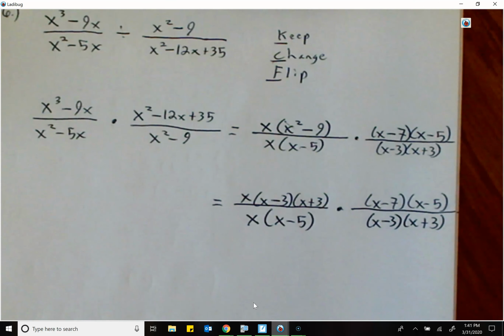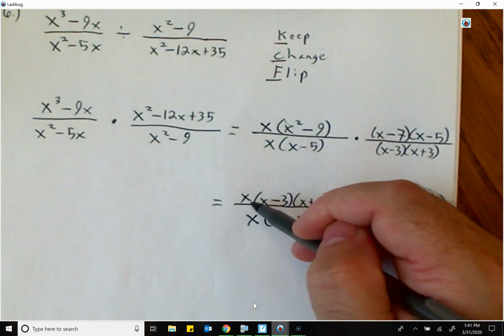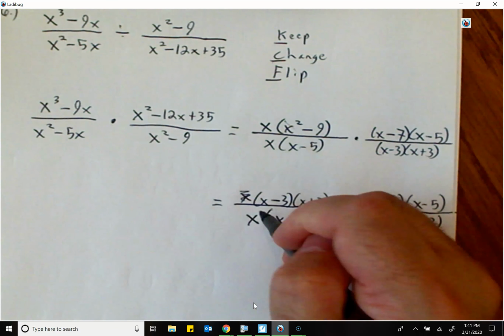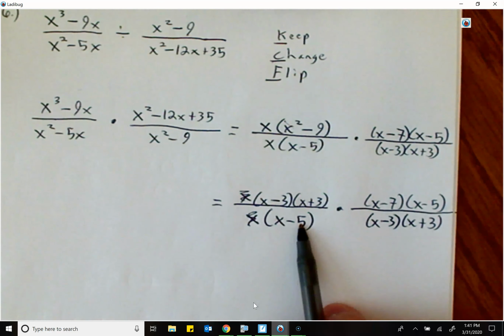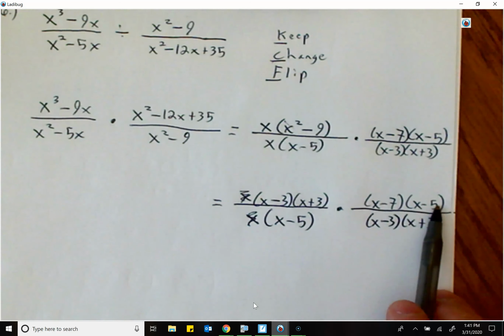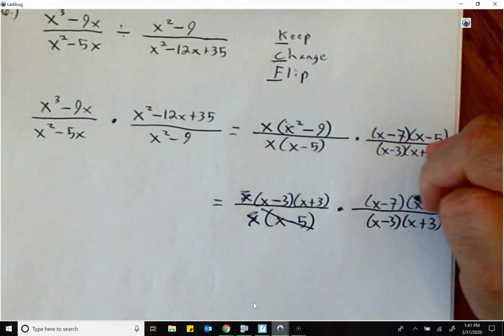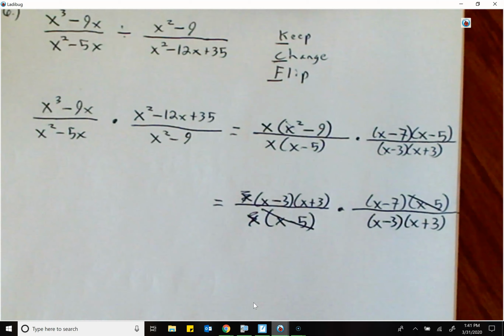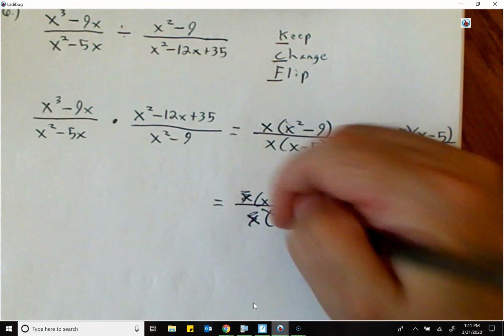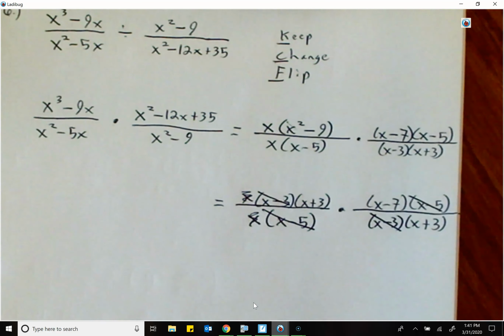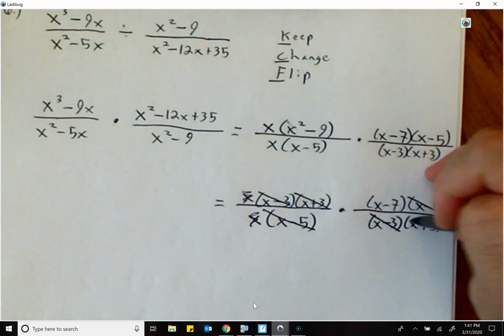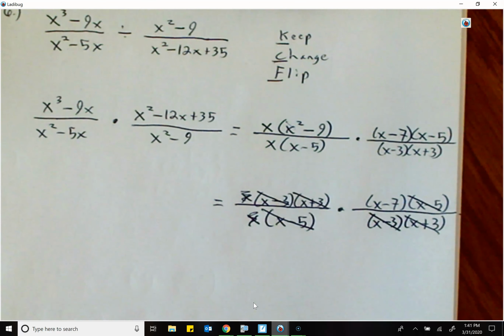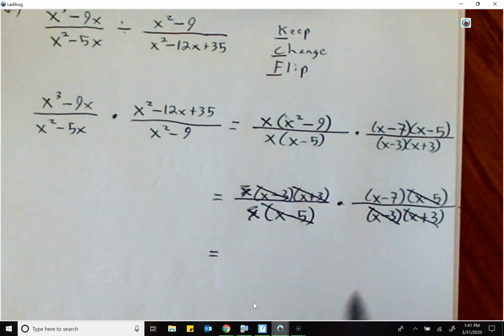So now we simplify. So what's in common from top to bottom? Well, hopefully you see you got an x over an x here. So they cancel each other out. We have an x minus 5 here and an x minus 5 right there. So those will cancel each other out. You have x minus 3 and an x minus 3. So those are going to cancel each other out. And you have an x plus 3 and an x plus 3. Those will cancel each other out. Lots of canceling. So let's write down what we have left.